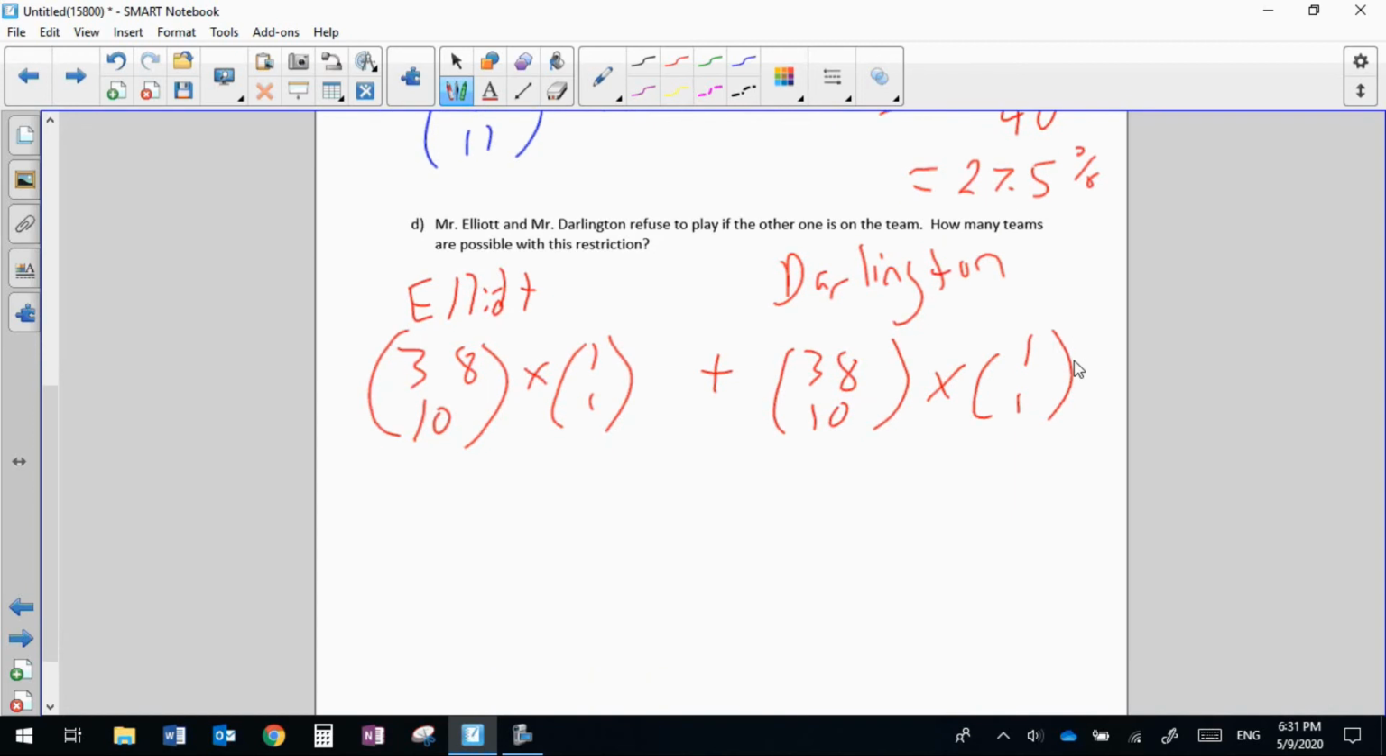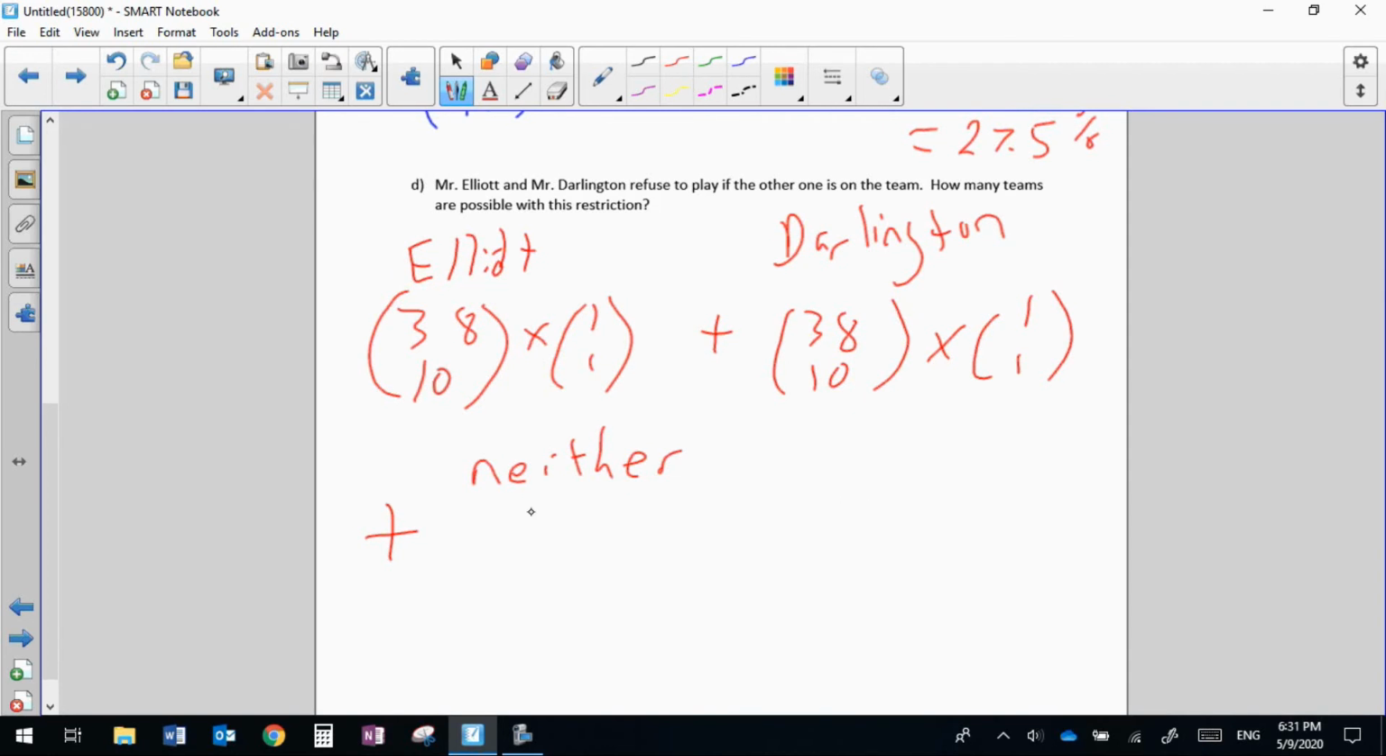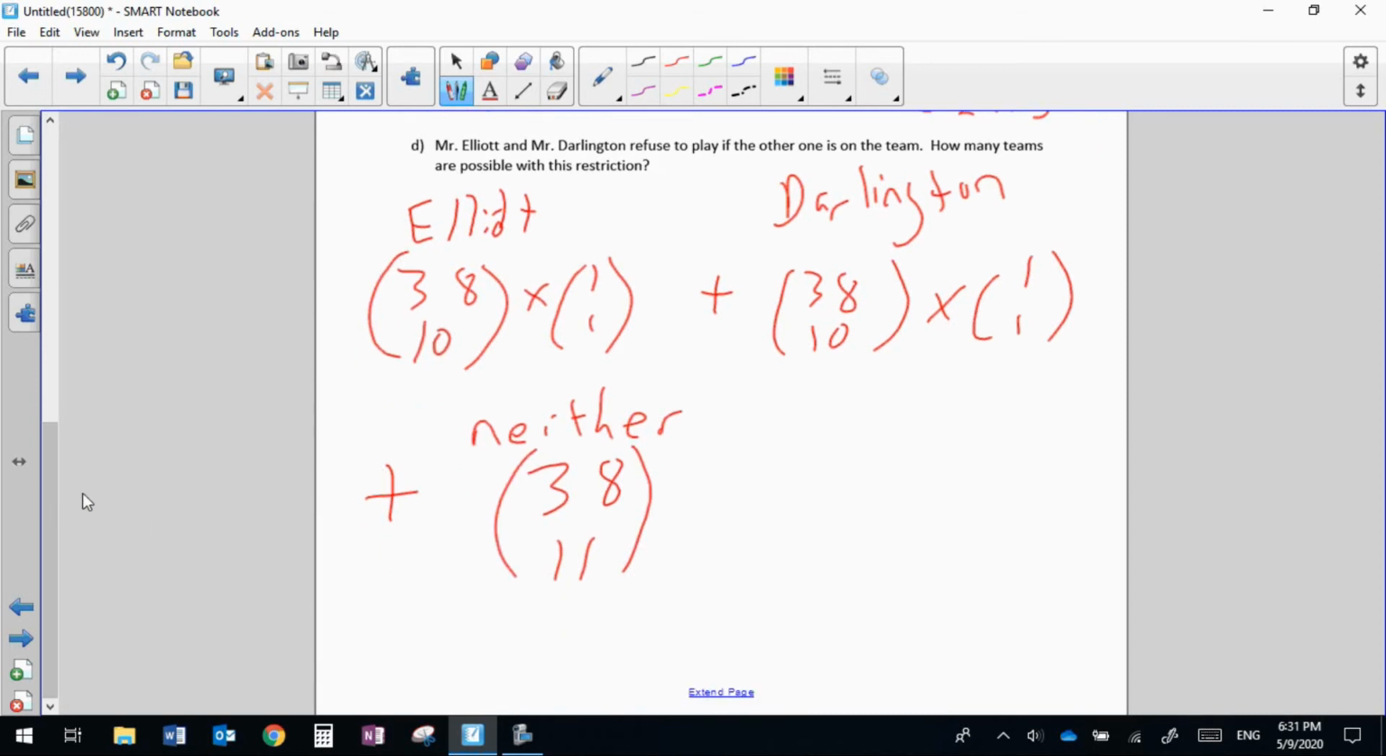Now, first you might think those are the two possibilities, but there's one other big possibility we might miss, and that's what if neither player is on the team? Because that's okay too. It might be the best solution to the problem. Then there are 38 people that could be on the team. Choose 11 because there are 11 spots on the hockey team. In total, if you do that, you get a number. It's about 2.1 billion.